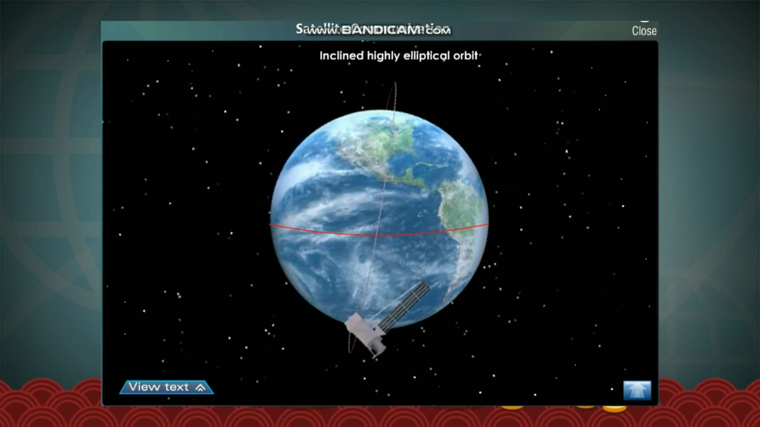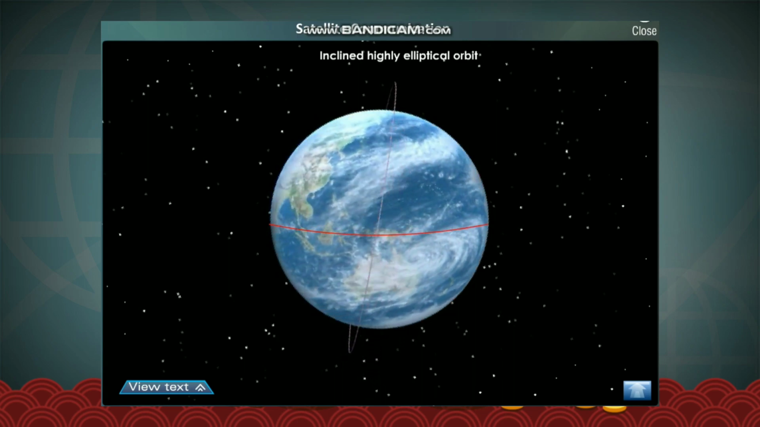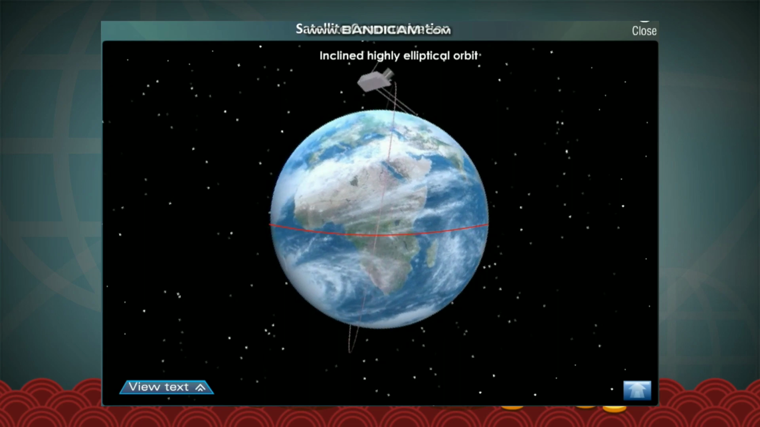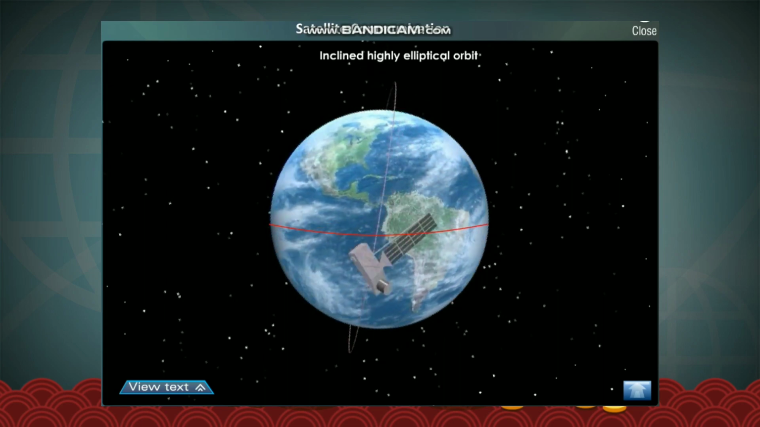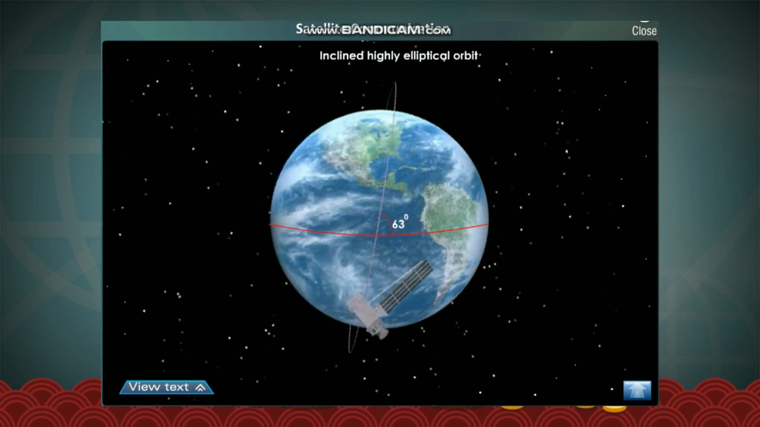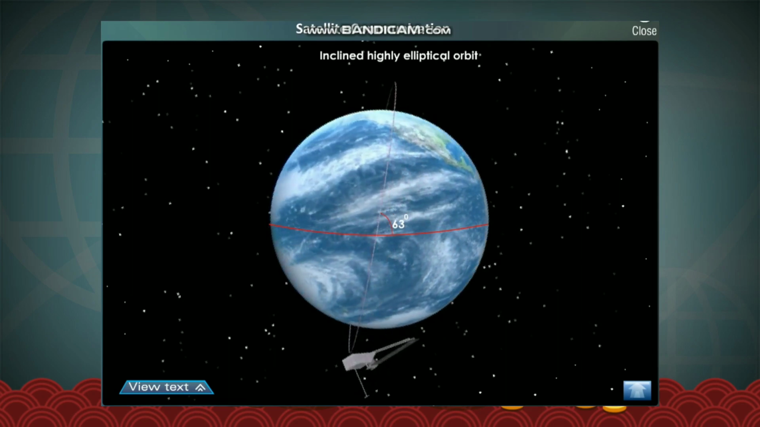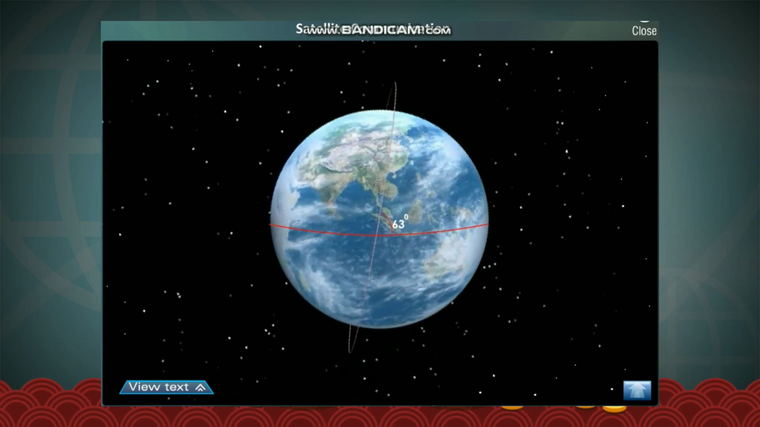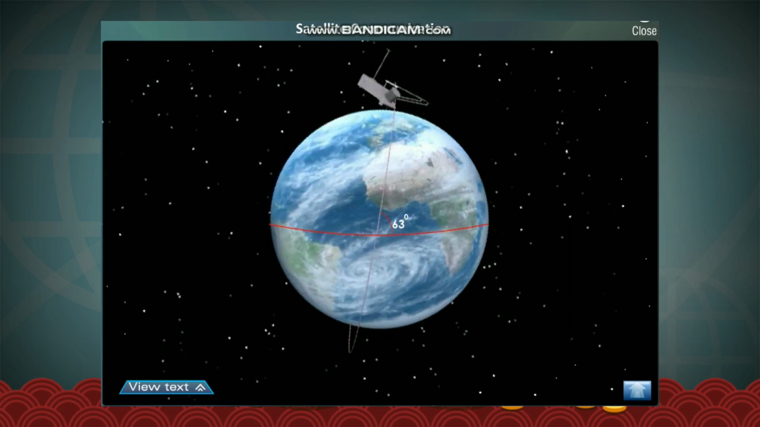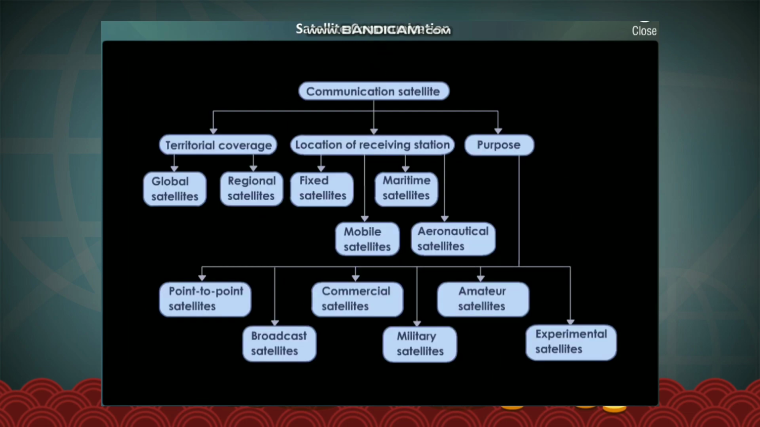Inclined highly elliptical orbit. It is used for establishing communication with regions at high latitudes. The angle of inclination of this orbit is equal to 63 degrees. For easy comprehension of the application of the communication satellites, go through the flowchart shown here.